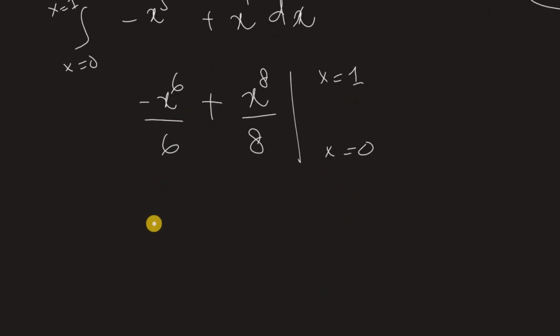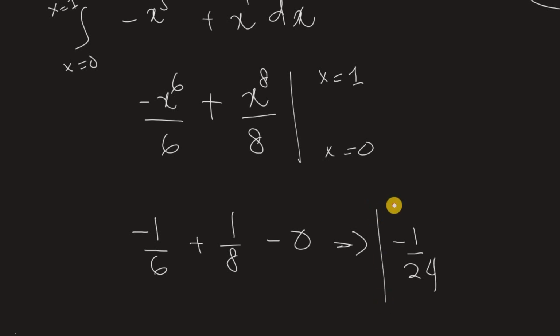Okay, so let's plug in 1 here, so that's going to be negative 1 over 6 plus 1 over 8. And then we're going to subtract from it the result of plugging 0 in this equation. If you plug in 0, you're only going to get 0. So now let's go ahead and evaluate it. This gives you negative 1 over 24, and that is your final answer.